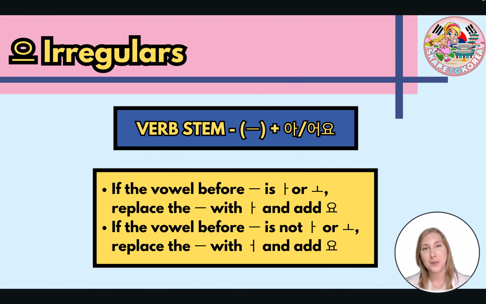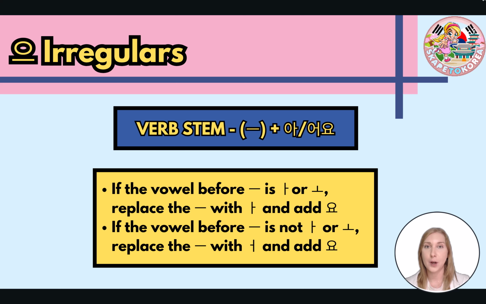Alright, don't worry too much about this formula. It's just I really like formulas. I don't know what's wrong with me. But the formula here is verb stem minus ㅡ plus 아요 or 어요. And this is probably not making much sense to you right now, so don't worry.